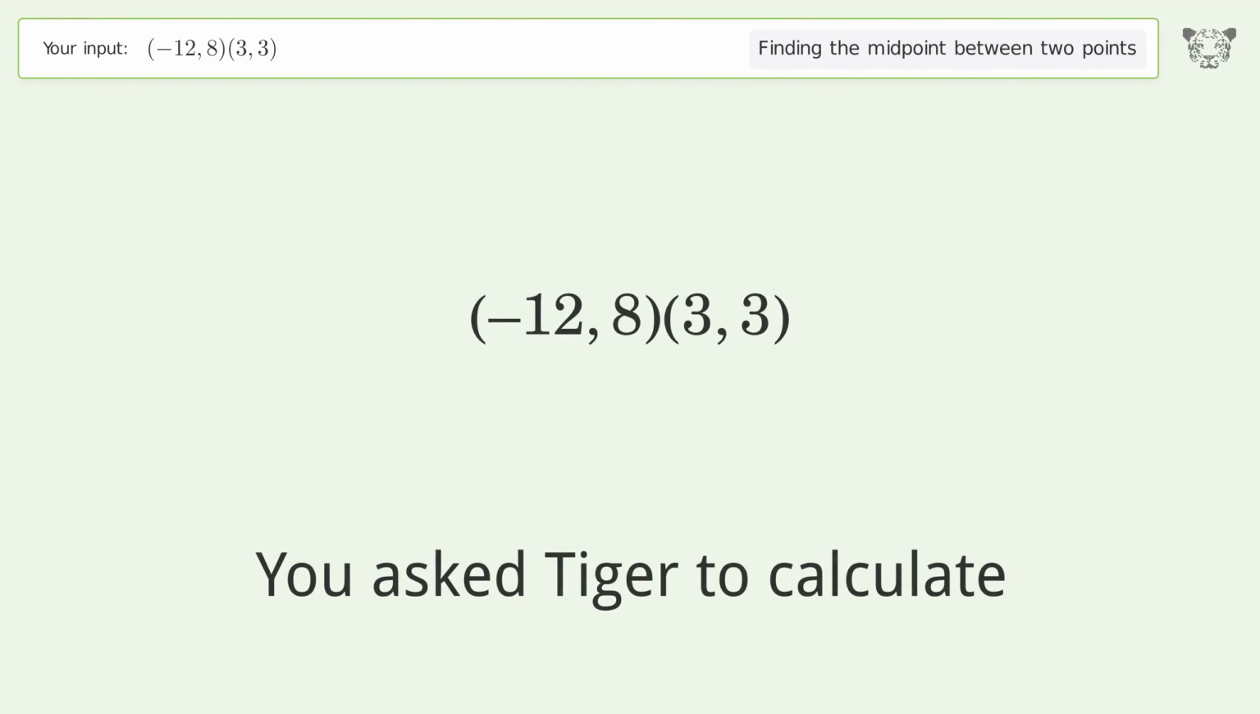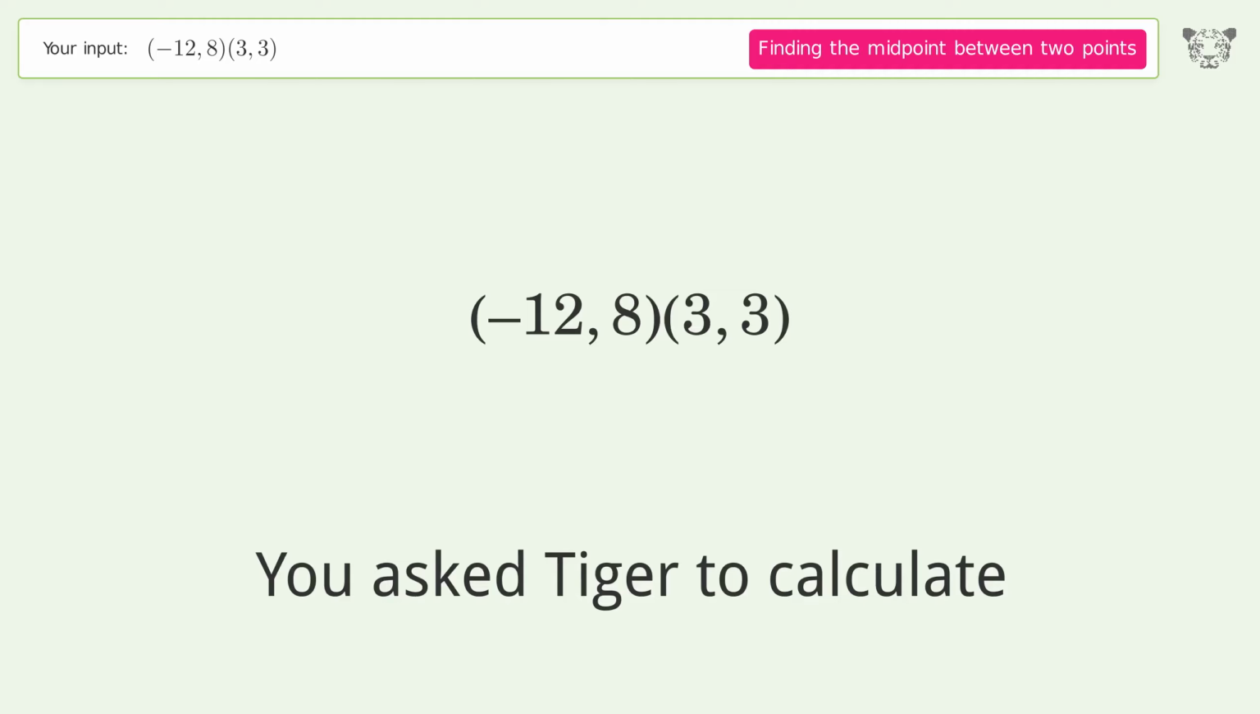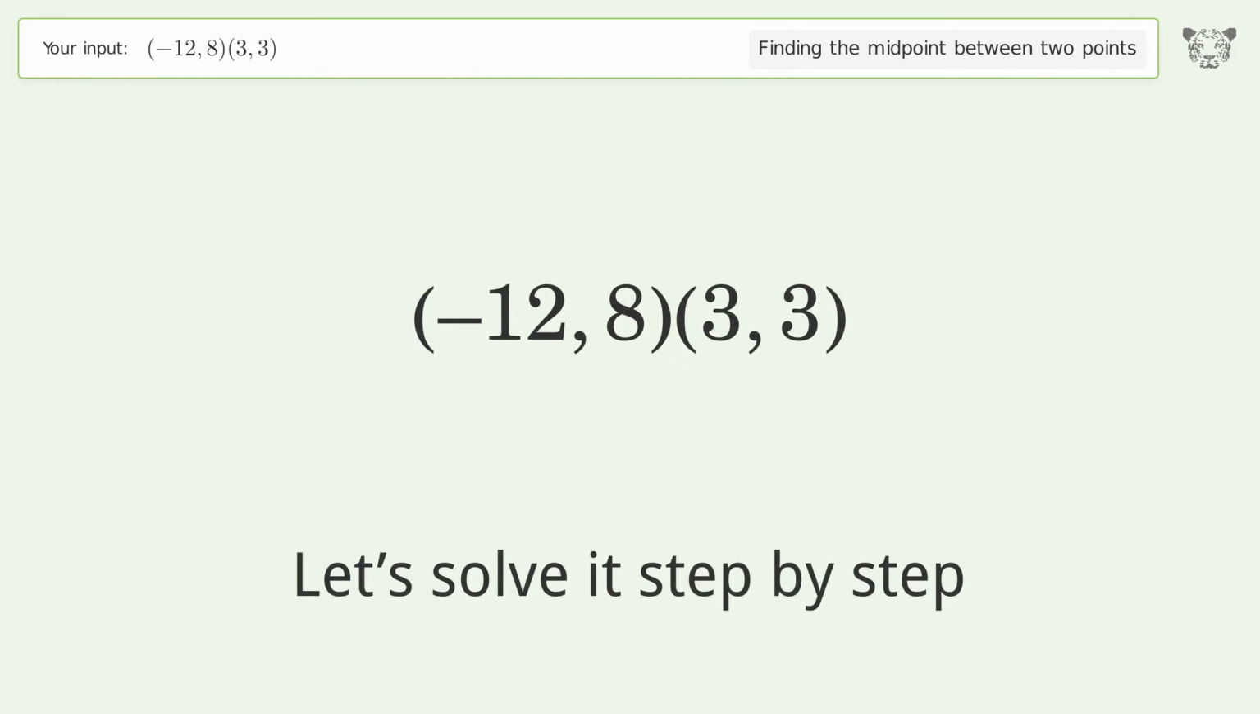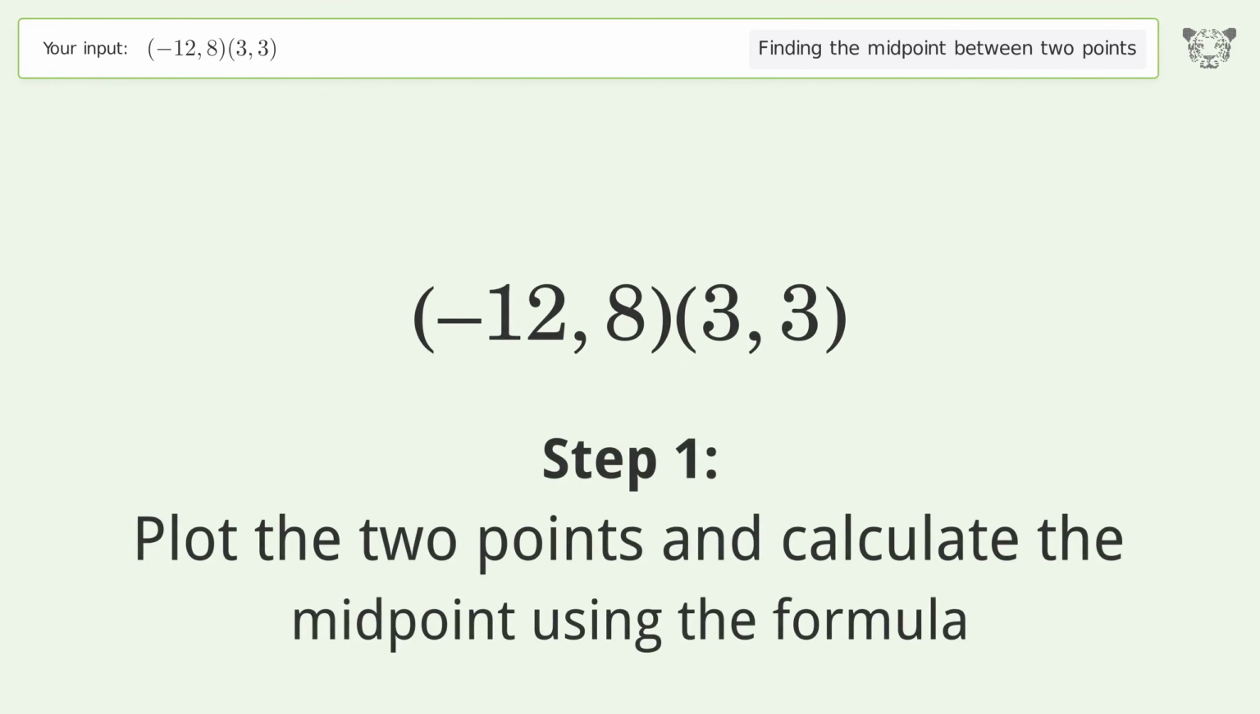You ask Tiger to calculate. This deals with finding the midpoint between 2 points. The midpoint between the 2 points is negative 4.5, 5.5. Let's solve it step by step. Plot the 2 points and calculate the midpoint using the formula.